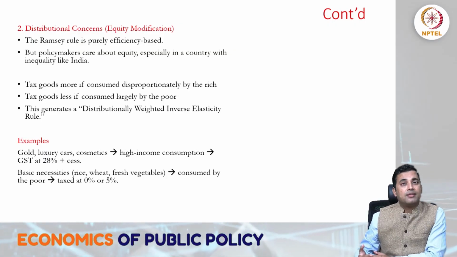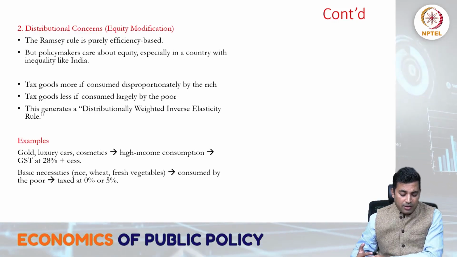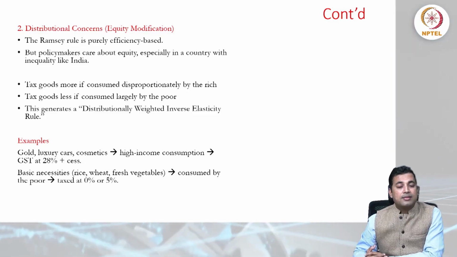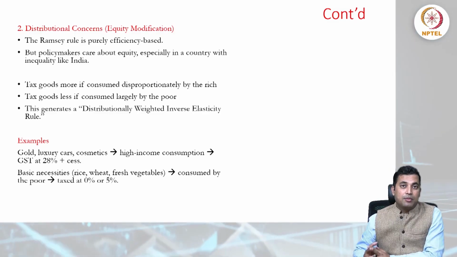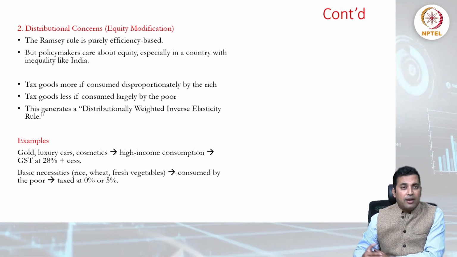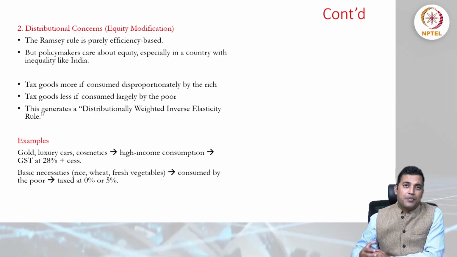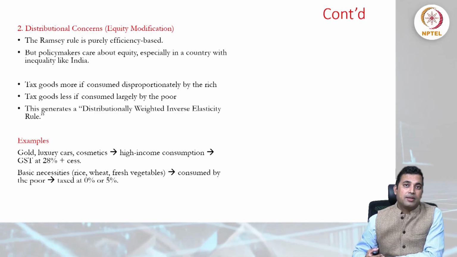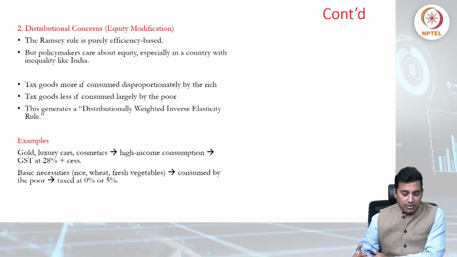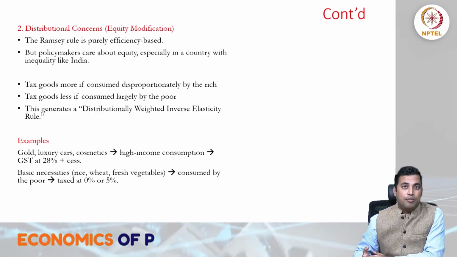Now basic necessities, needless to say, like rice, wheat, fresh vegetables, and some of the medicines consumed by the poor and life saving, their tax should be very low. That is how taxes and different slabs of taxes, even in the context of GST, should be defined by the policymakers.